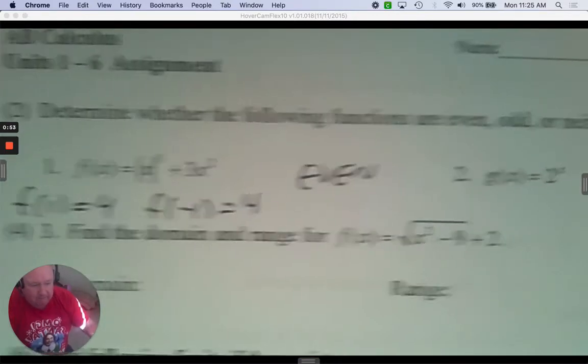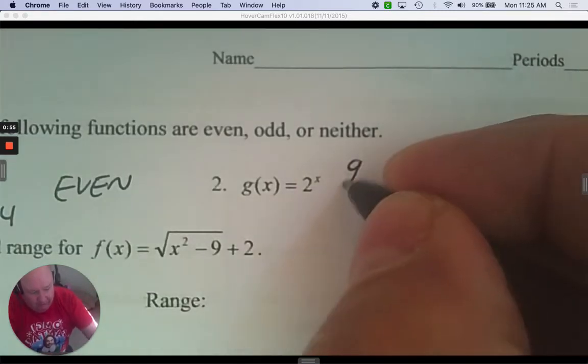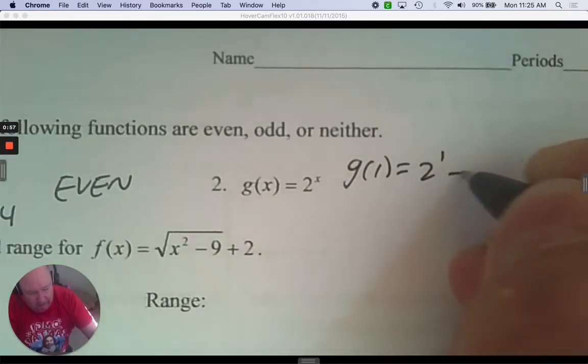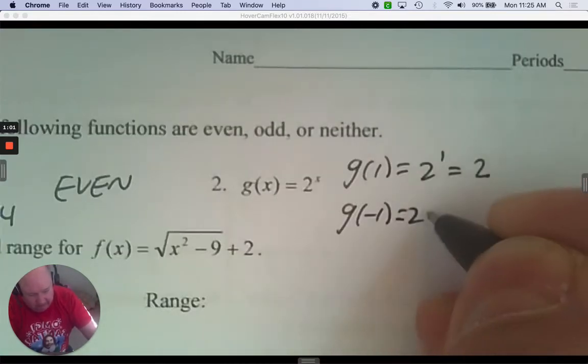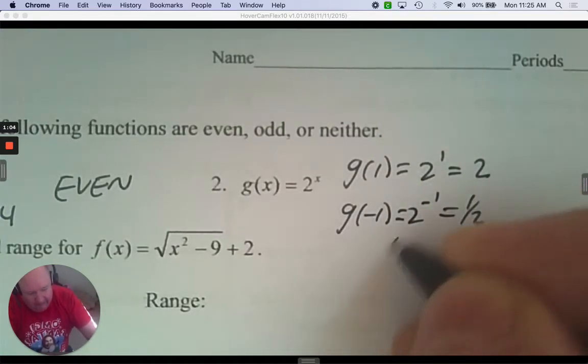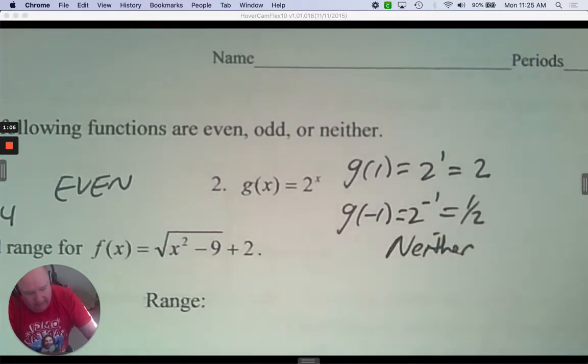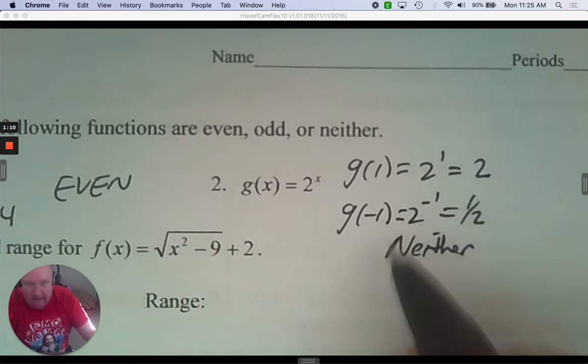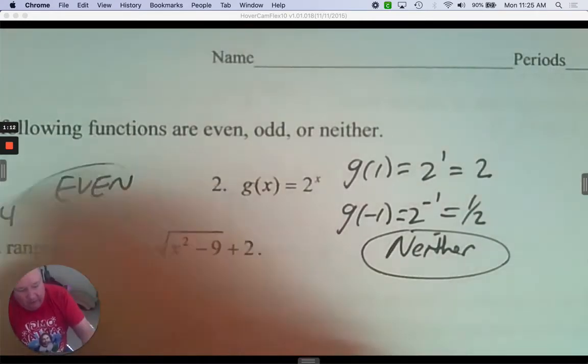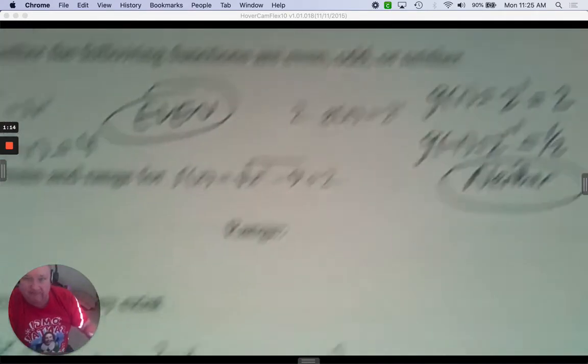For number 2, if I use that informal way to do it, if I plug +1 in, I get 2. If I plug -1 in, I get 1/2. And so I'm looking to see, do they match? Are they opposite answers or neither? So you can see for number 1, it was even, and number 2, it's neither.